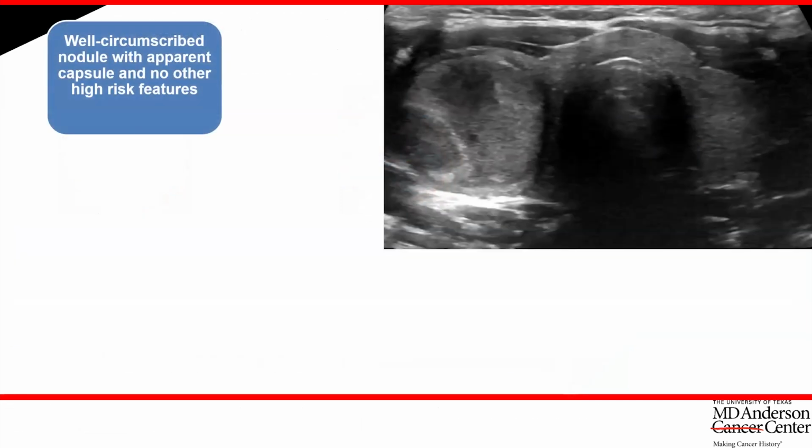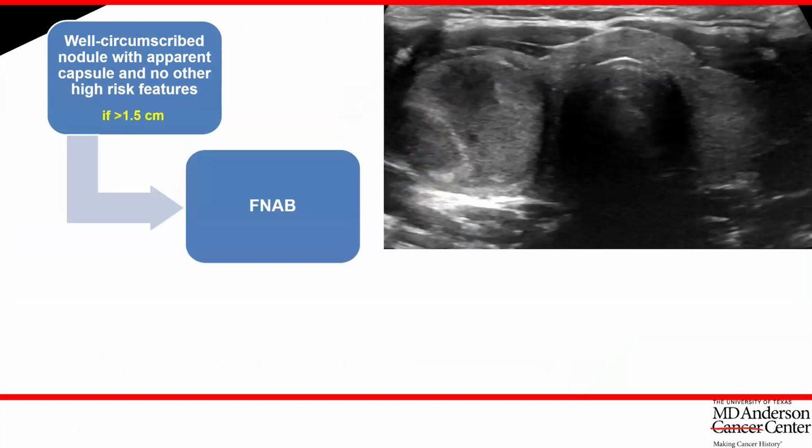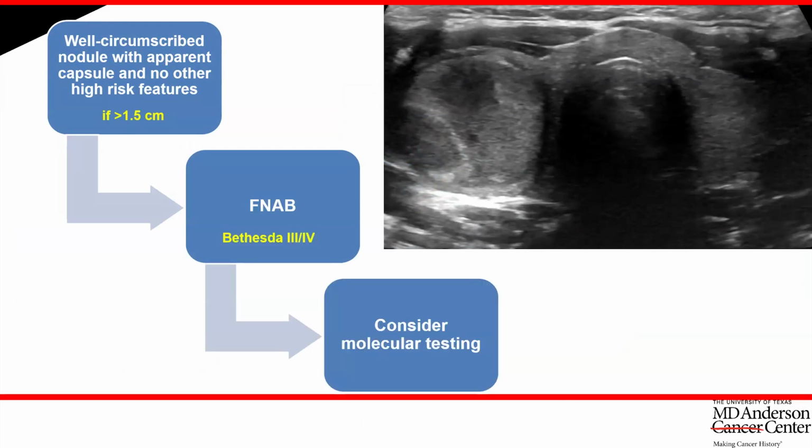So how do we apply this to clinical practice? If we see a child who presents with a lump, and this is their ultrasound, you can see this is a very well-circumscribed tumor. You can actually see the halo around it, suggesting that this is an encapsulated tumor. There are no other really high-risk features seen on ultrasound. So the thought is, if this is greater than 1.5 centimeters, we would probably go ahead and biopsy this. But what we expect after biopsy is a Bethesda 3 or 4 diagnosis. And so we also have to be prepared. Is this someone I'm going to want to order molecular testing on as well?